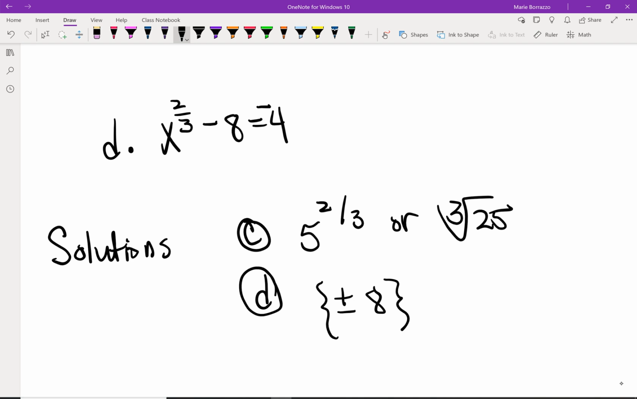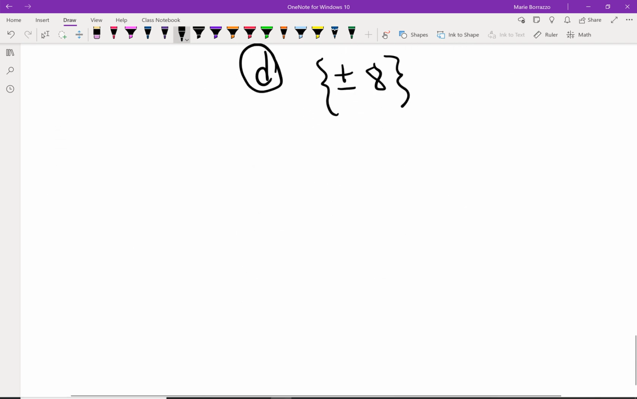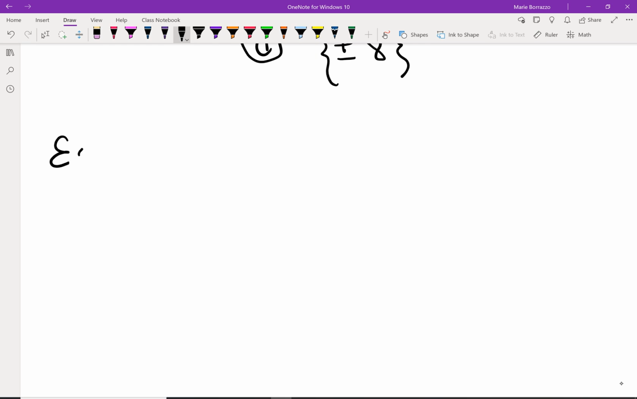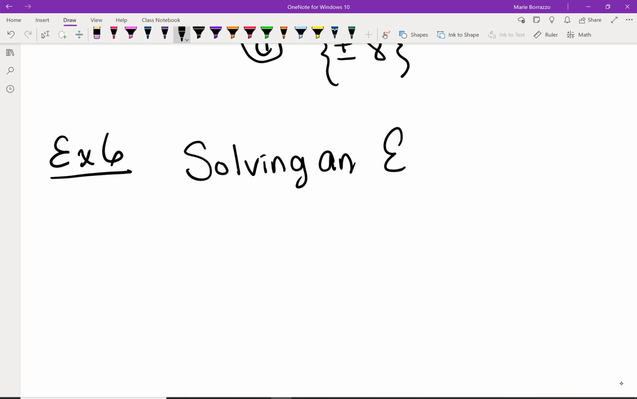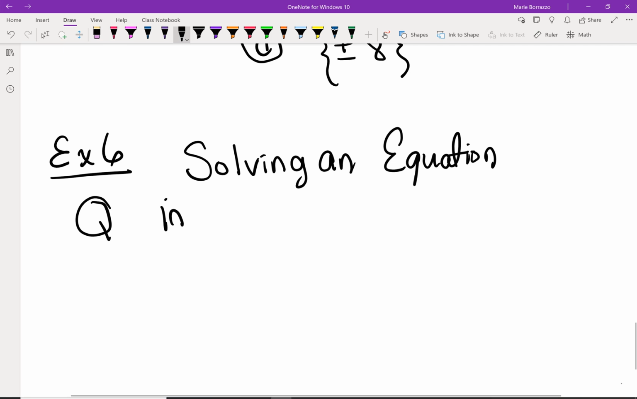Last example for this section will be number 6. So this will be example 6. So this one basically is solving an equation in quadratic, or they say in quadratic in form. I don't know why they say it that way, but they do. All right, here we go. Quadratic in form.